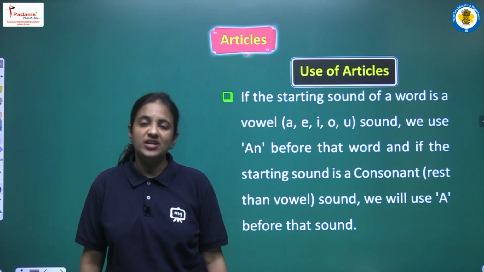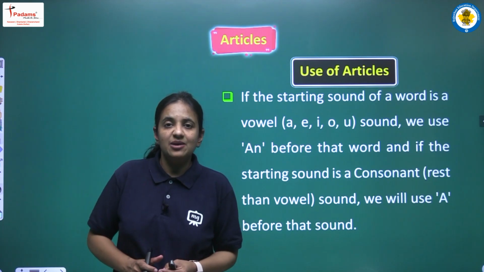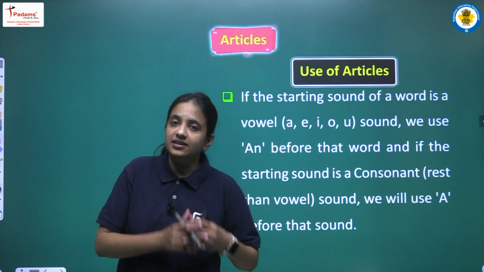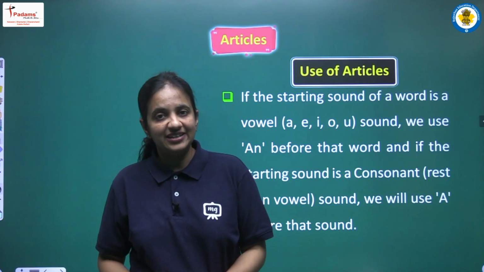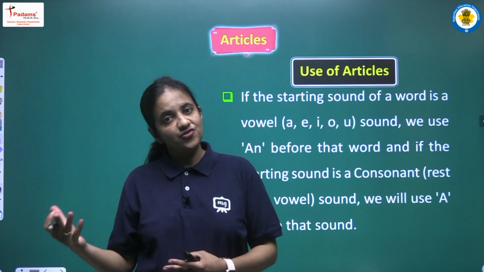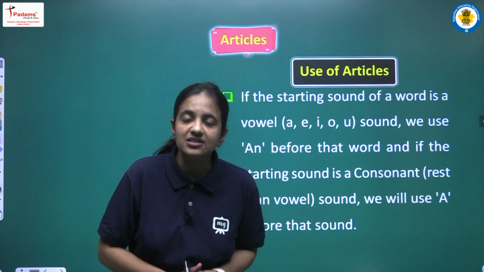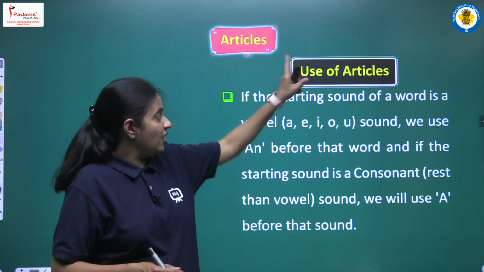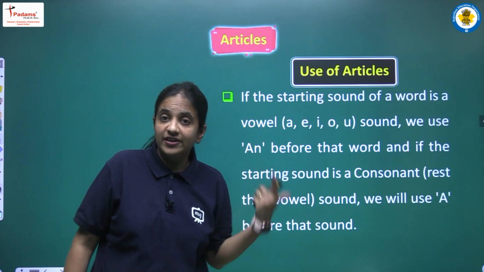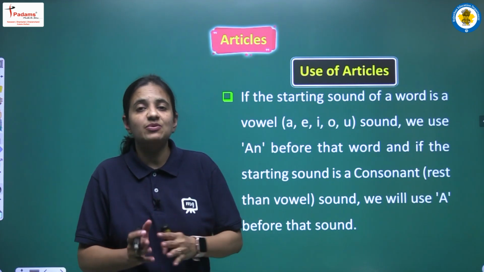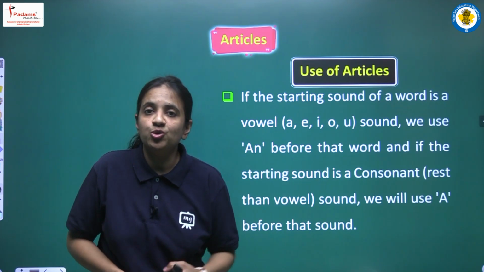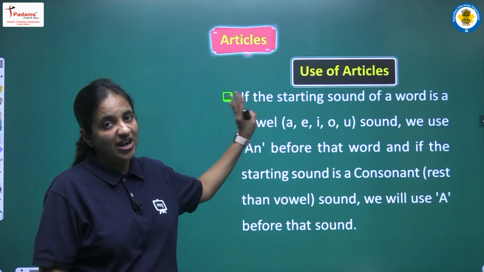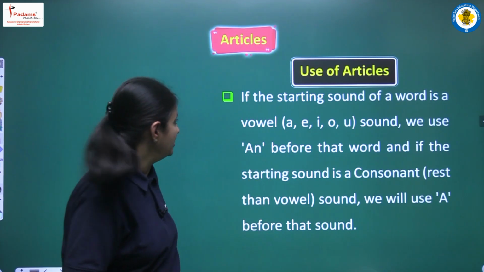So first of all students, in this video we will study our 2 articles, a or an. The third article, that is the, we will study in the next video. So now we have to focus on these 2 articles, a and an. We have to understand the different uses, or we can say the difference between a and an, when we have to use a and when we have to use an. Okay, so let's try to understand, let's read what we have here.